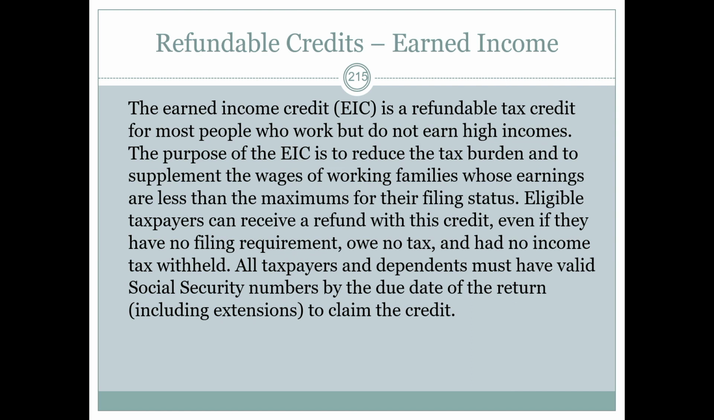All taxpayers and dependents must have a valid Social Security number by the due date of the return, excluding extensions, to claim the credit. The credit will appear on line 27 of the 1040, and TaxSlayer automatically puts that amount on that line.